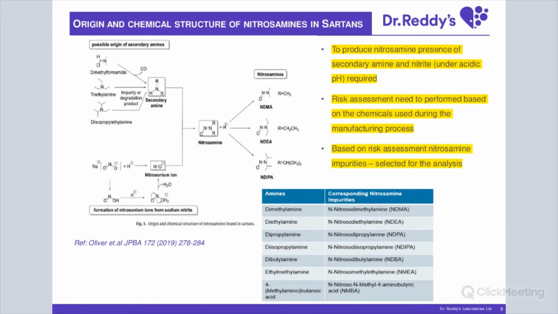But here in this slide, interestingly, you can see in the small table what the different amines are that can contribute to corresponding nitrosamine impurities. For example, dimethylamine presence can potentially give NDMA, that is N-nitrosodimethylamine. This impurity can come from the presence of dimethylamine in presence of nitrous acid. Can you please go to the next slide?